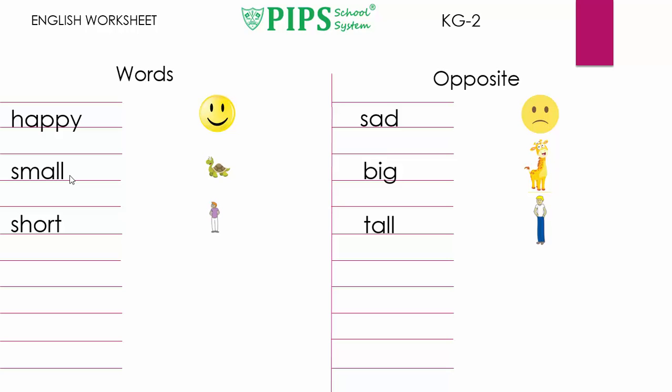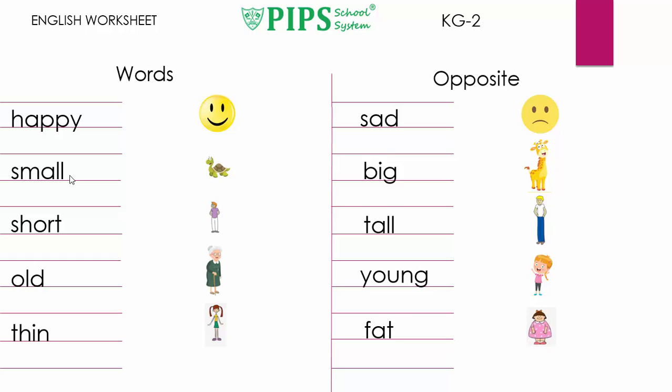The next word is old. This is the picture of an old lady. Its opposite word is young. This is the picture of a young girl. The next word is thin. This is the picture of a thin girl. Its opposite word is fat. This is the picture of a fat girl.